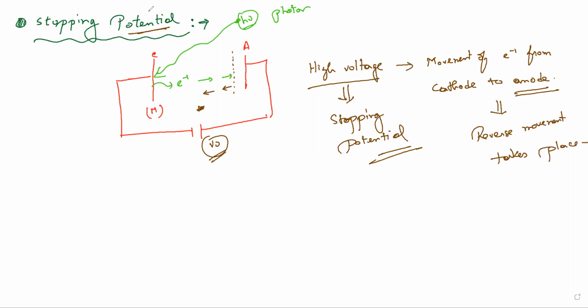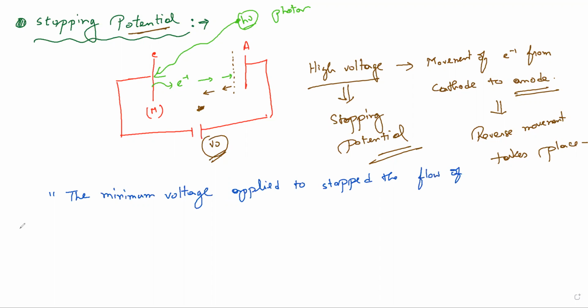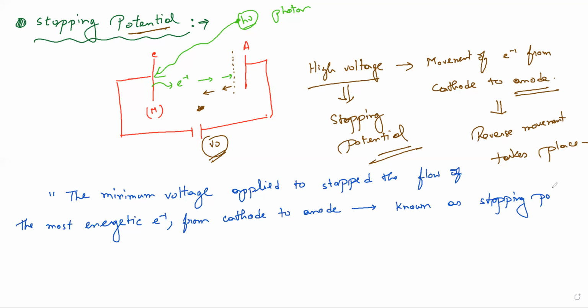Okay, so just write down the stopping potential definition. The minimum voltage applied to stop the flow of the most energetic electron from cathode to anode, known as stopping potential.